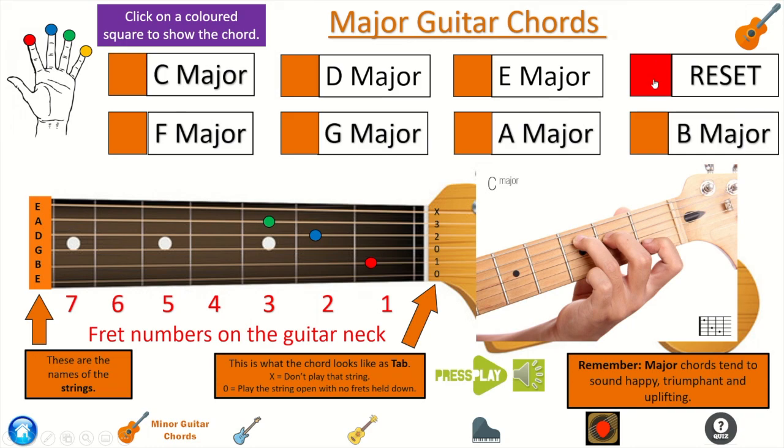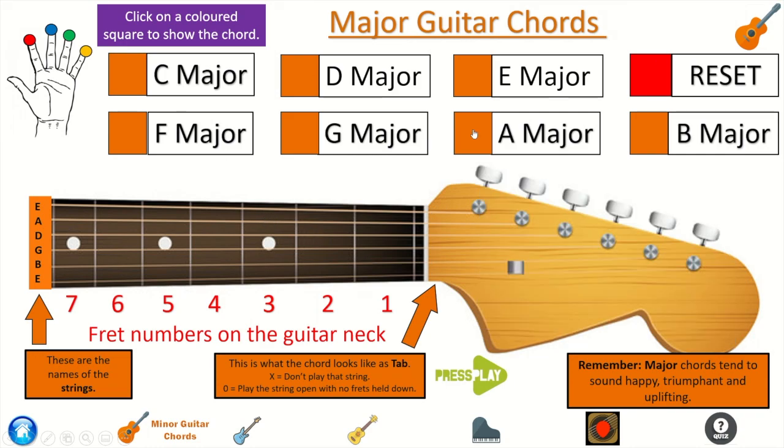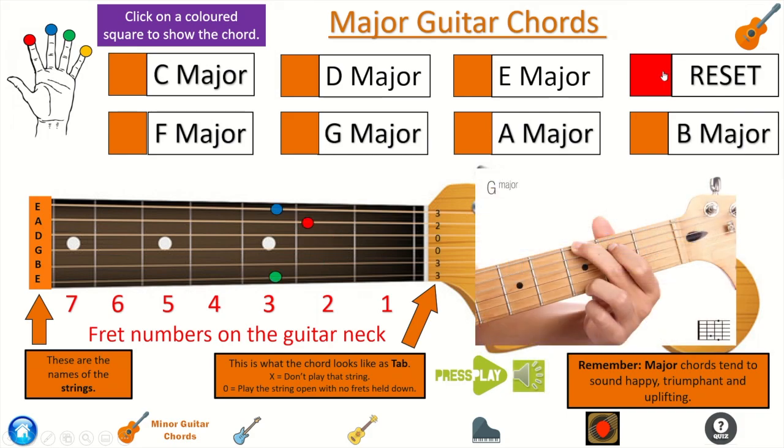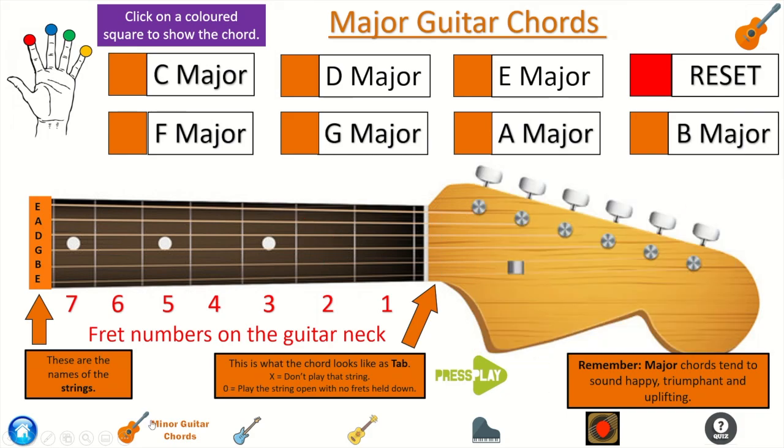All you have to do to reset anything is press the little red button and it removes all of the images on the screen. As you can see now, click on an A major, you can reset it easily, G major, you can reset, and you can go through all these different chords.